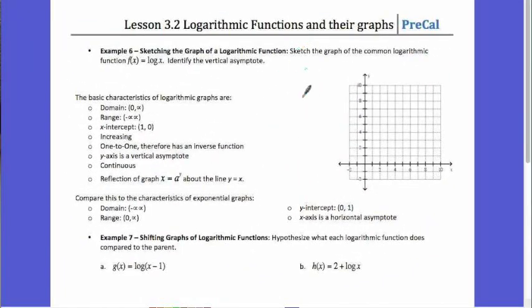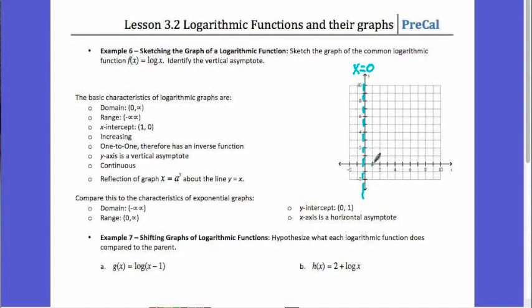All right, sketching the graph of the common log function, log base 10 of x, we need to identify the vertical asymptote. The vertical asymptote is always going to end up being the y-axis, so x equals 0, unless we have had a horizontal shift. If we shift one way or another, then obviously my asymptote is going to move as well.